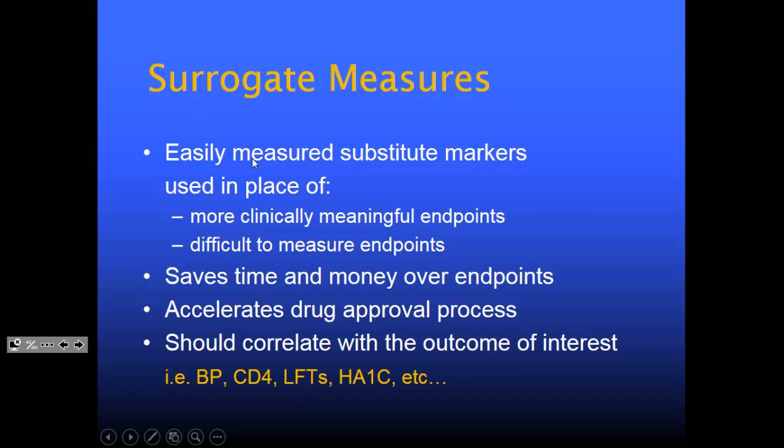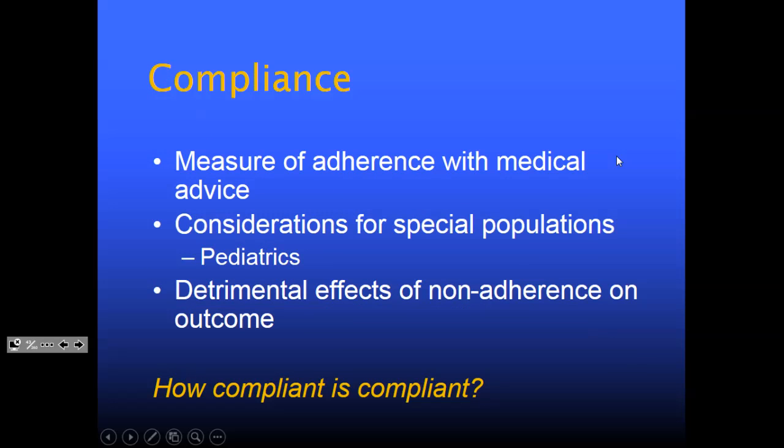Surrogate measures we talked about are easily measured substitute markers used in place of more clinically meaningful endpoints, which saves time and money. Something else we alluded to earlier too: compliance. How many people here think a clinical research study of an active drug versus a placebo has 100% compliance? So again, what is sufficient? How do you define compliant?